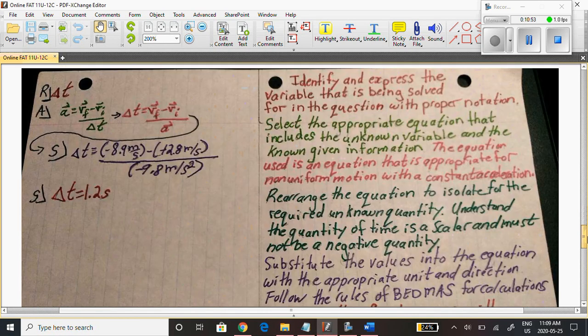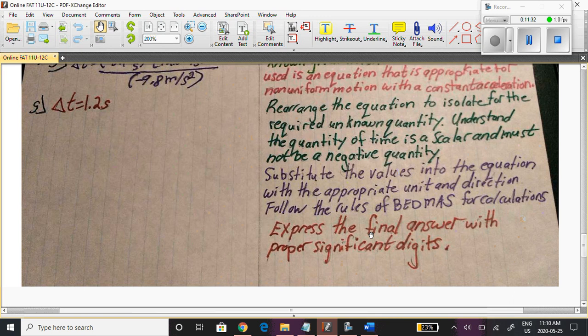Then what did they want us to do? They wanted us to solve for time. So once again, I explained why I wrote that for the required. I picked an equation, and once again, I explained why I picked that equation. And why is this equation appropriate? I explained that. Then I rearranged the equation to isolate for the variable. And then I understand that this is a scalar quantity, and that the answer must not be negative. I've got to get a positive time. I'm thinking about that. You need to tell me. Then I use the rules of BEDMAS and I express my solution with proper significant digits.